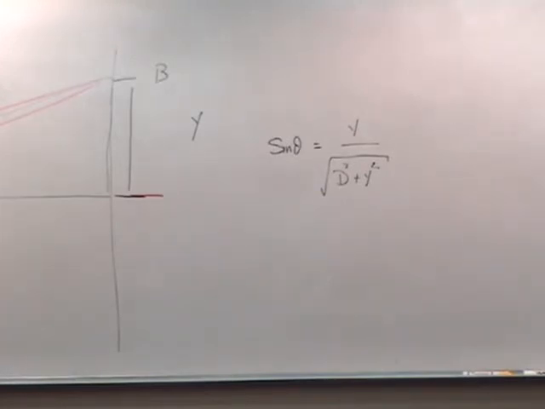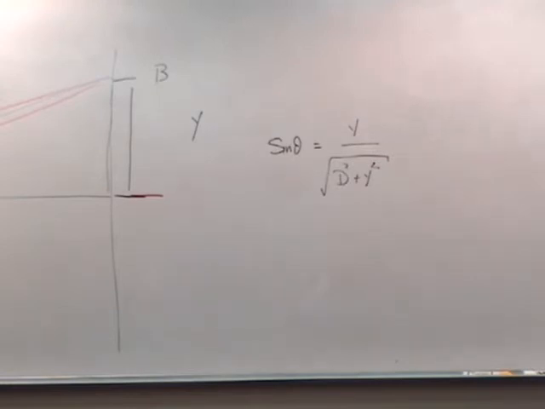Beautiful, because now instead of d sine theta, we can write d times y over the square root of d squared plus y squared. Now we do have something we can measure. I can measure the big D. I can measure the y. It'll be a little bit of a trick to measure a little d, but I'll show you how to do that in just a minute.